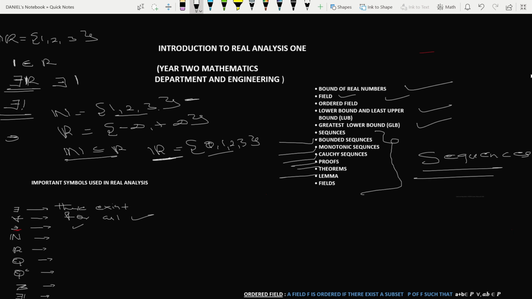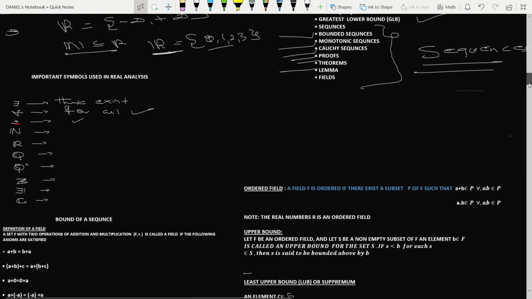So the set of natural numbers is contained in the real numbers. Now we also have other types of numbers like the integers or the rational numbers. The symbol for rational numbers is Q. This is the rational number.